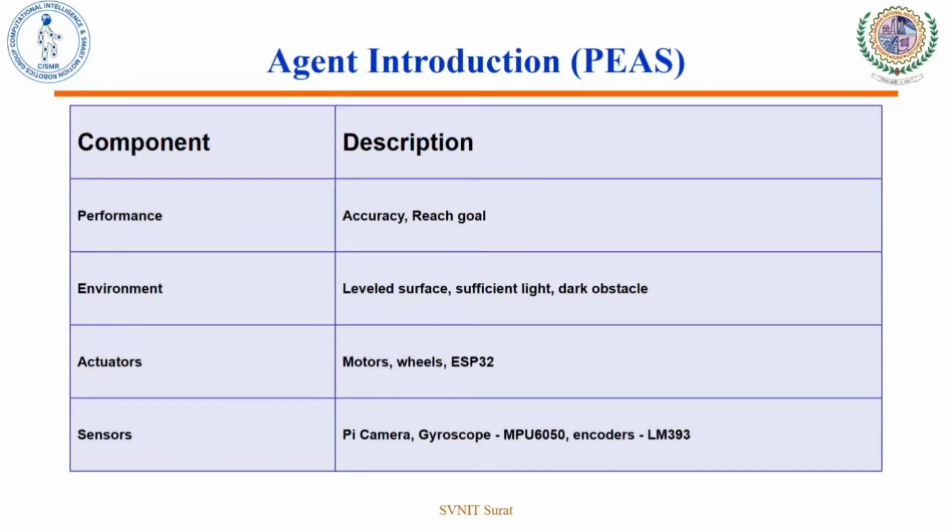Here is the PEAS of our robot. Performance includes accuracy and reaching the goal. Environment includes level surface, sufficient light, and dark obstacles. The actuators are motors, wheels, ESP32, and RPi, and the sensors are Pi camera, gyroscope, and encoders.